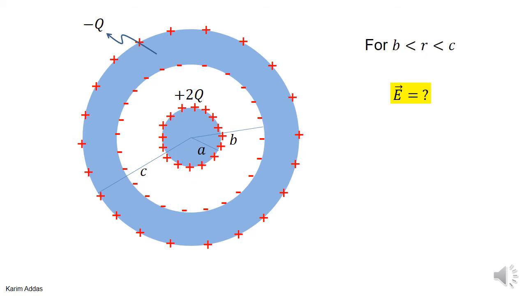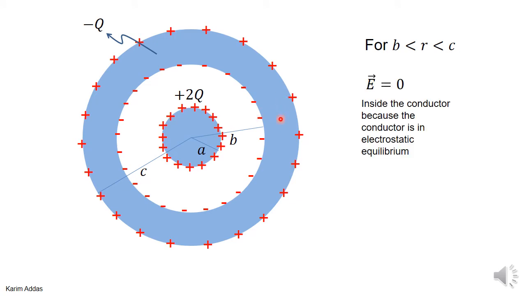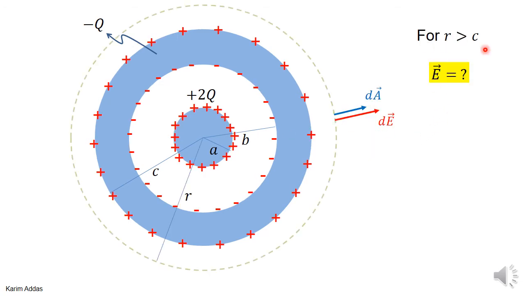Okay, what about in the region between B and C, in this region? This region is inside a conductor. We know that inside a conductor in equilibrium, the electric field has to be zero. So the electric field is zero in this region. Okay, what about for R bigger than C?